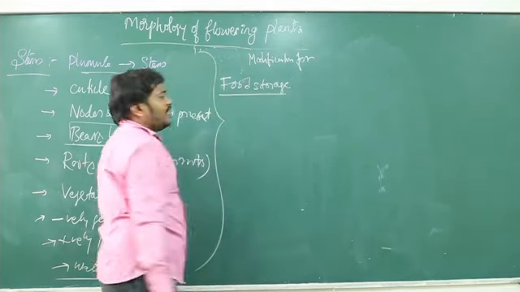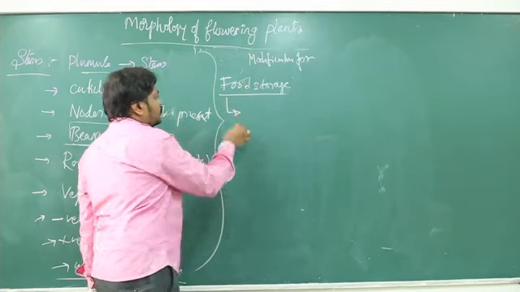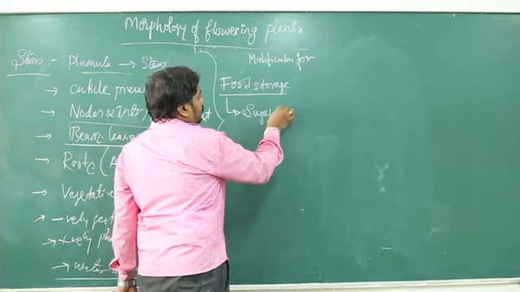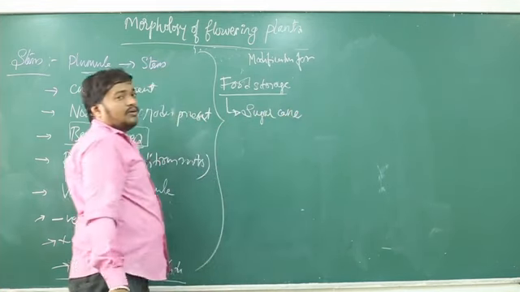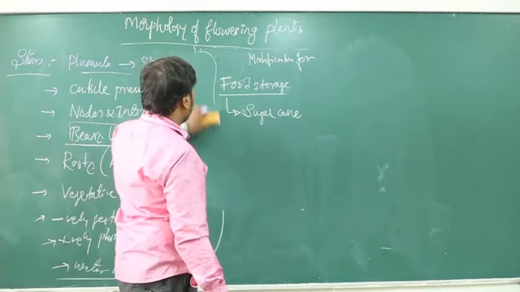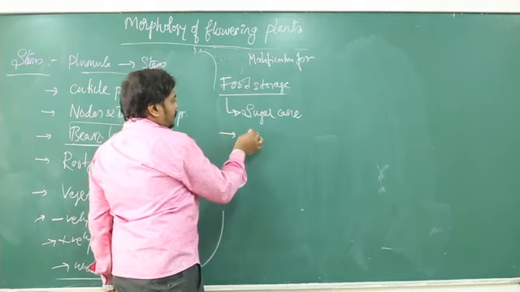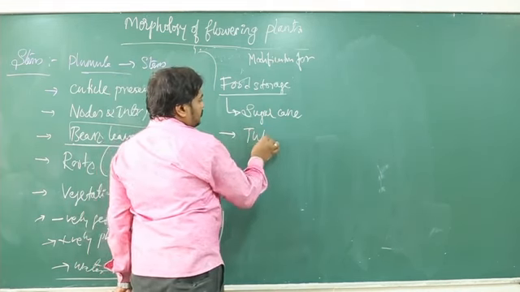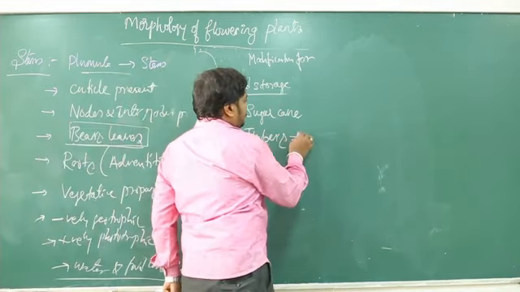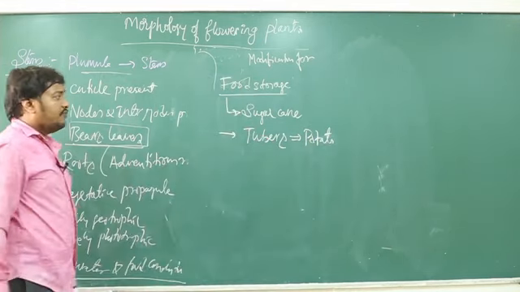Food storage gets modified. So different plants show different structures to store the food. Let me take sugarcane: the whole stem directly stores the food, and it bulges after storing the food. That is one thing. Next, some plants produce tubers for food storage. The best example is potato. So potato helps in food storage.